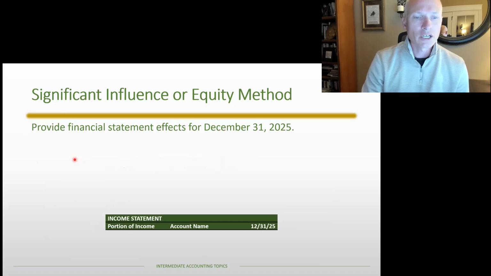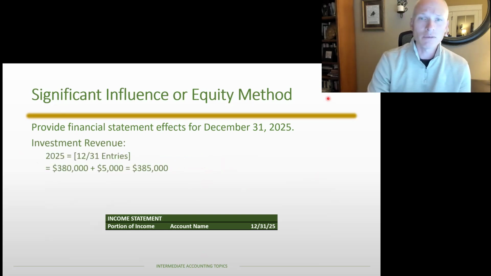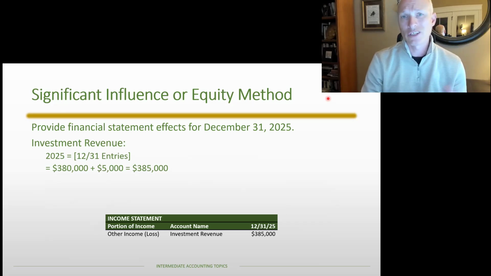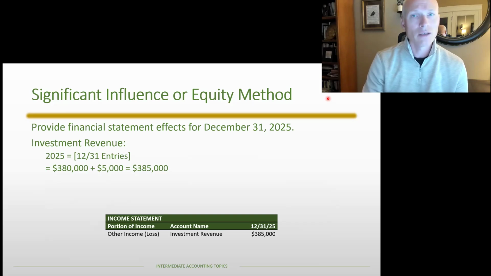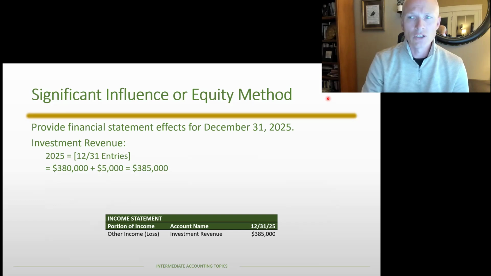And then on the income statement side, there's that investment revenue account. In this case, there are only two journal entries: the net income, and then the depreciation adjustment. Together, our revenue from that item was $385,000. And just noting the dividend, there's no impact on investment revenue from the dividend because the dividend is offset by the cash receipt.